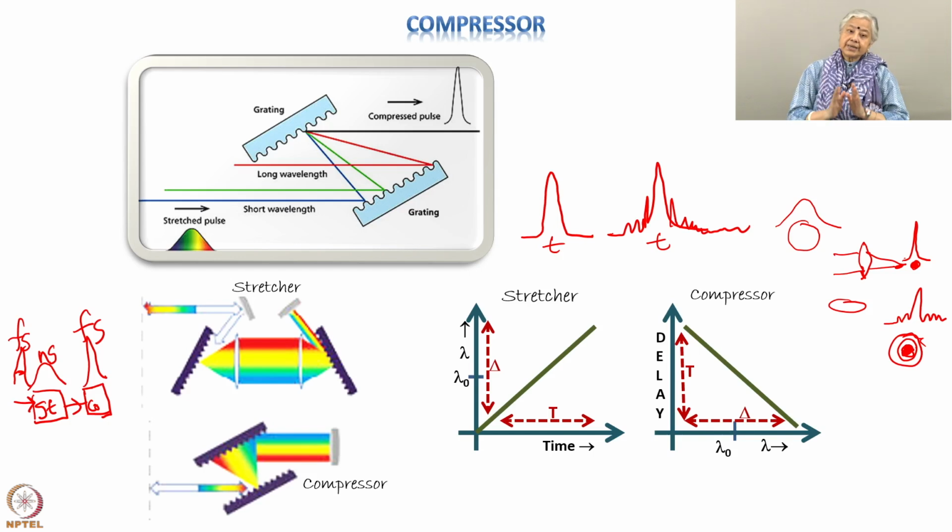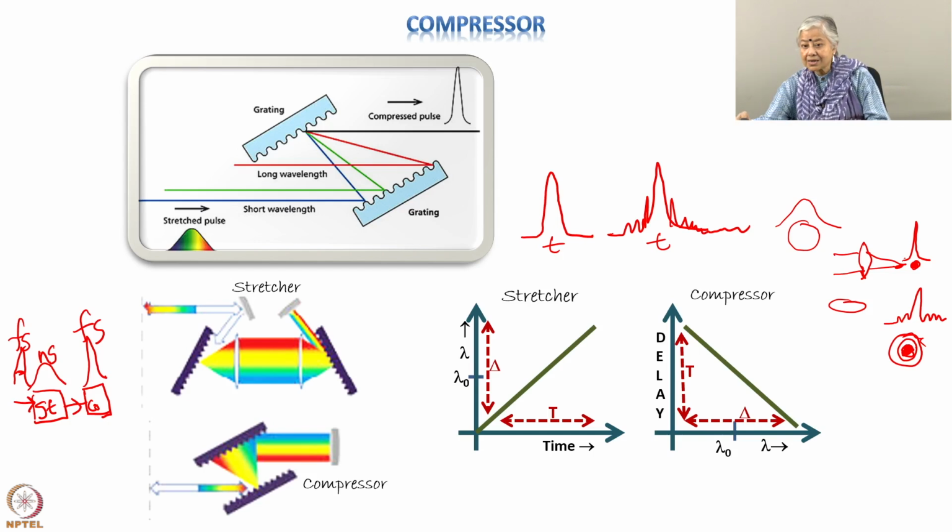So, all the ideal properties of the seed pulse are not followed through in a chirped pulse amplification system. Okay. But it is the best solution we have in order to get high peak powers.